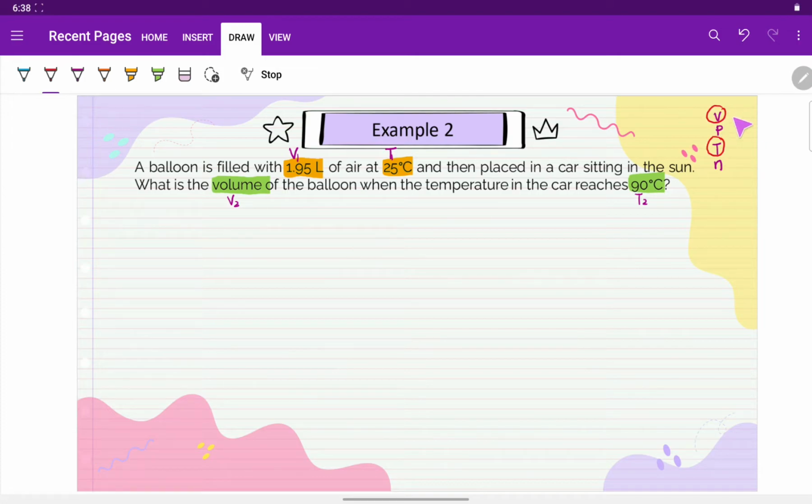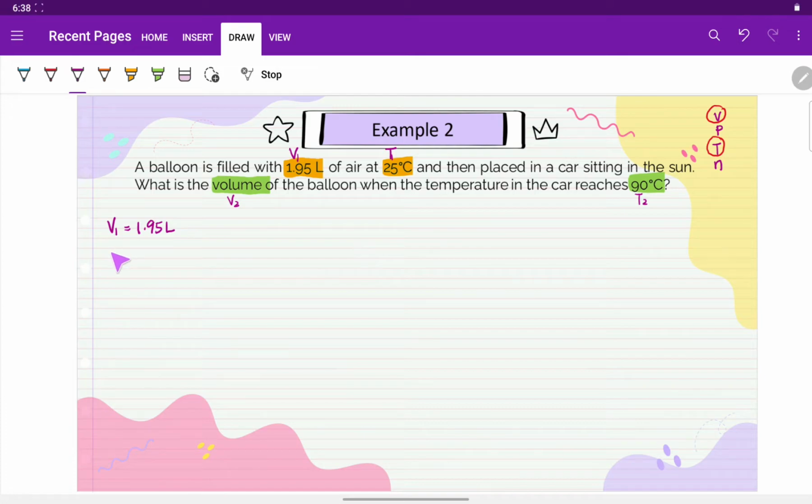So bila volume dan temperature, jadi yang ni akan correspond kepada apa? This will correspond to your Charles's law. Sebelum kita nak pergi kepada calculation, bagi saya tulis dulu kita punya maklumat. So the information that we have first here V1 equals to 1.5 liter. And then temperature 1.